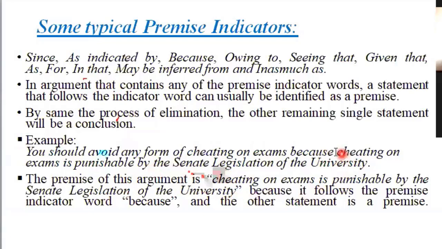Here, before this, there is a word because. You see, because. We have said that here, because is a premise indicator. The statement that comes after the indicator word because is a premise. So here, you can understand cheating on exam is punishable by the Senate legislation of the university is the premise of this argument. And the remaining is the conclusion by applying the rule of elimination. Because it follows the premise indicator word because, the statement is the premise.